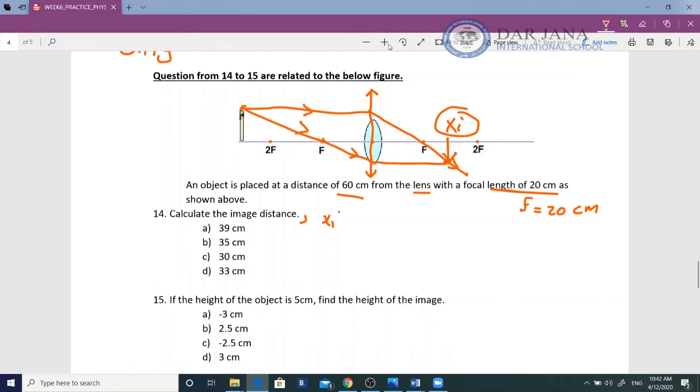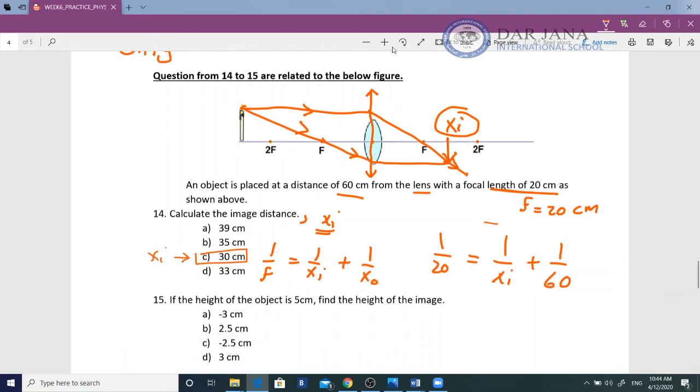So to calculate the image distance, we apply the lens formula 1 over f equal 1 over xi plus 1 over xo. So 1 over 20 equal 1 over xi plus 1 over 60. So we will get xi equal positive 30. Positive because it is a real image. We will get a positive xi.